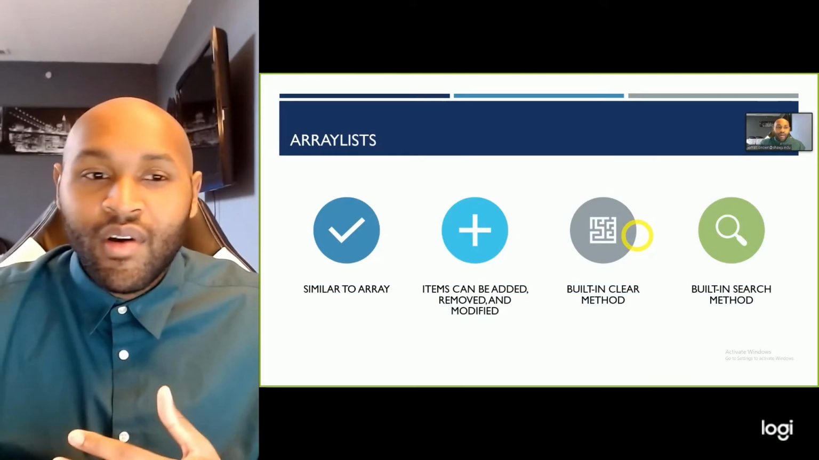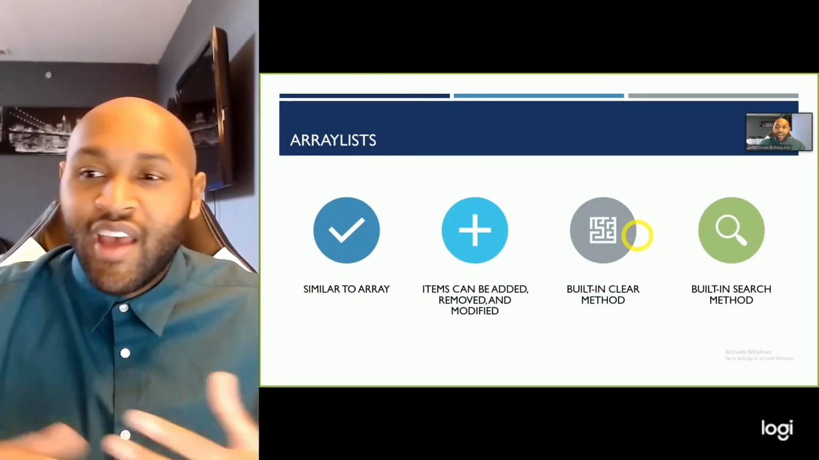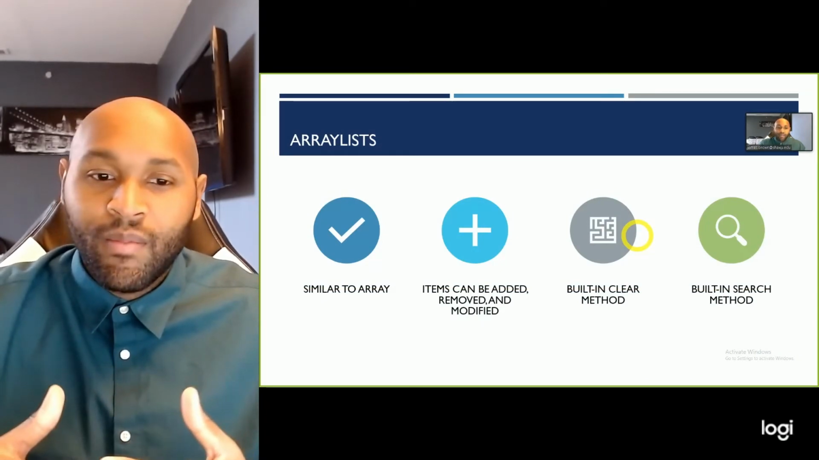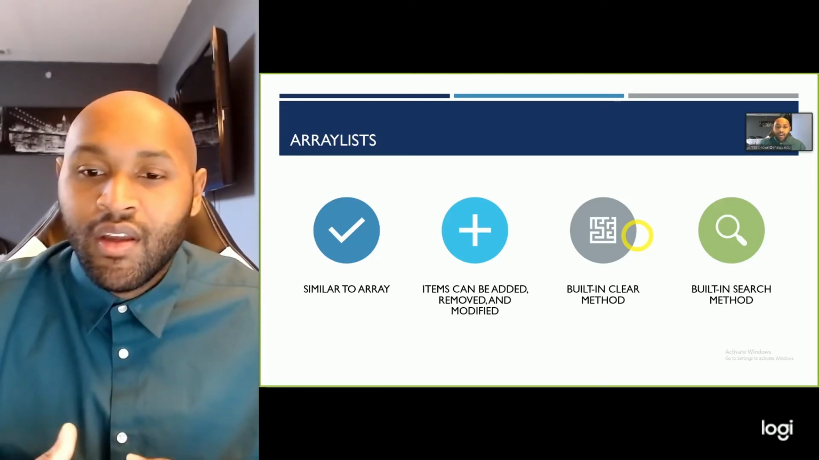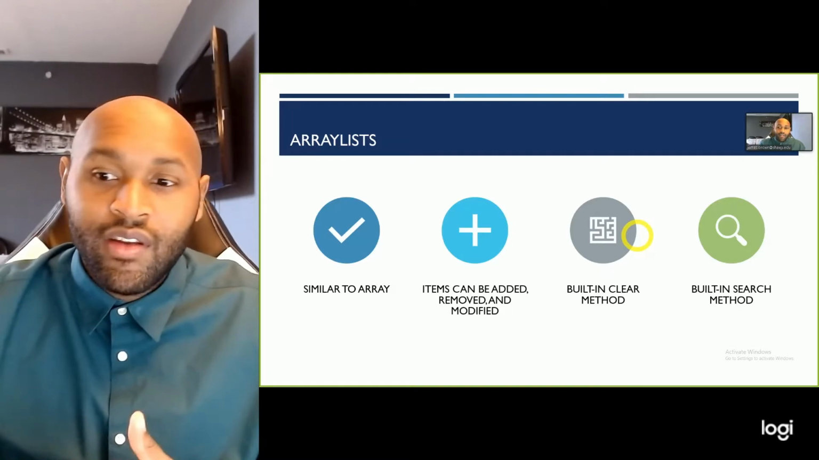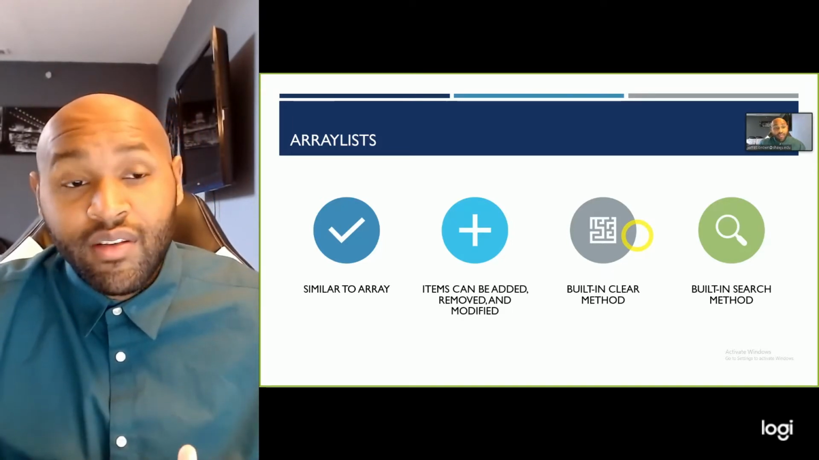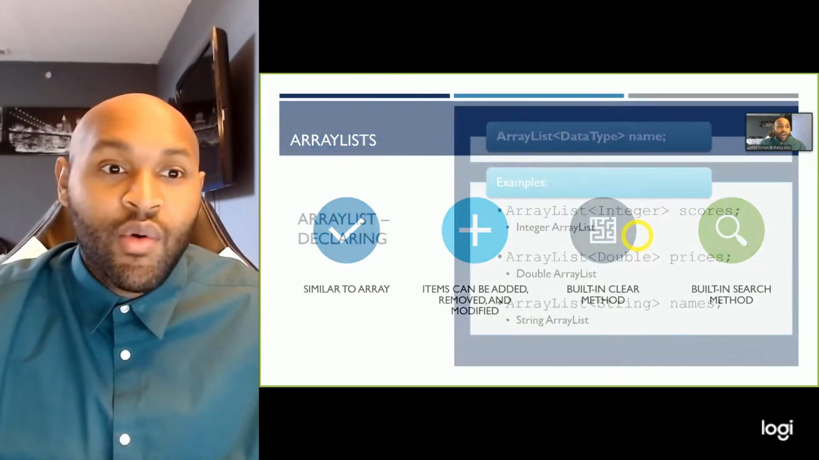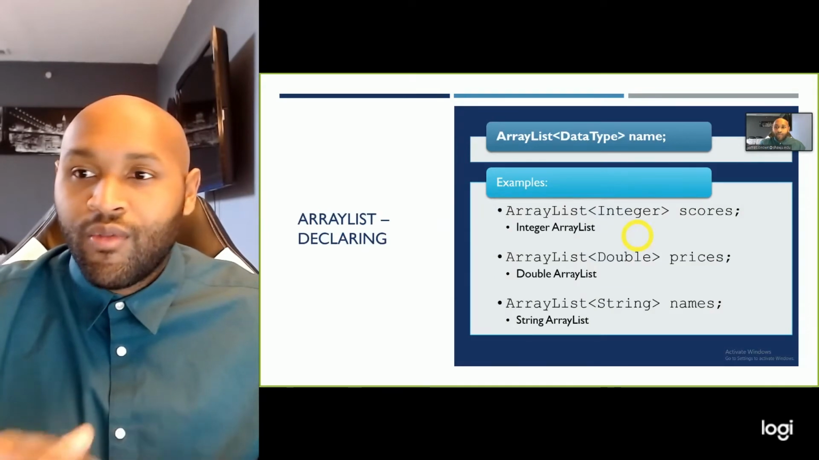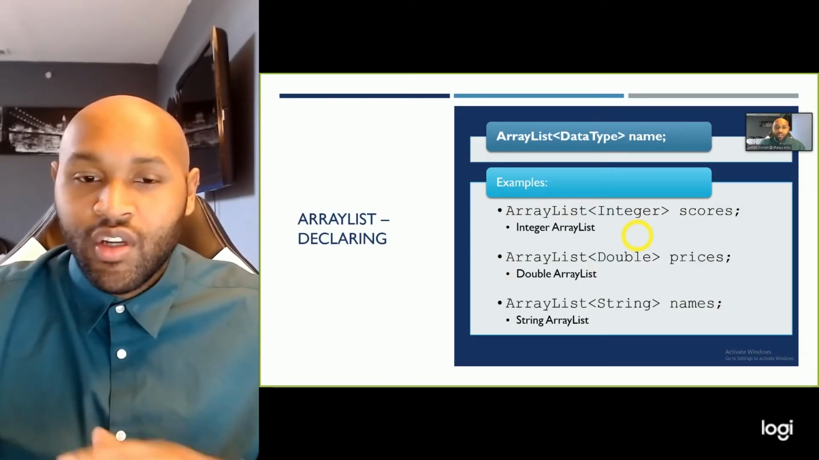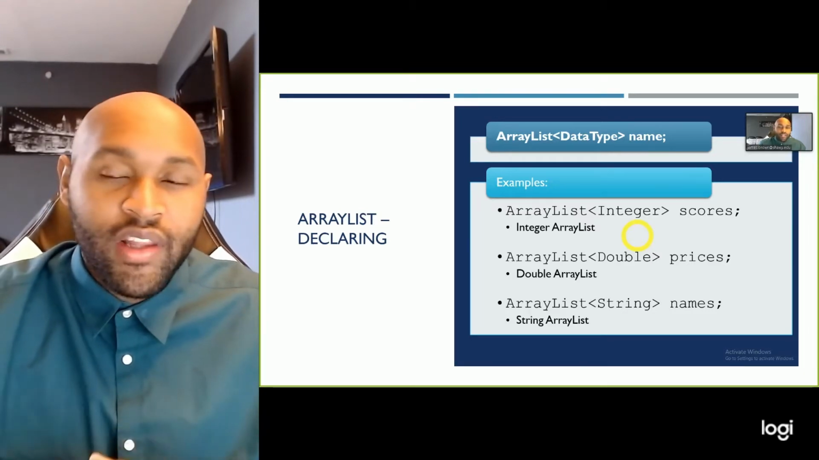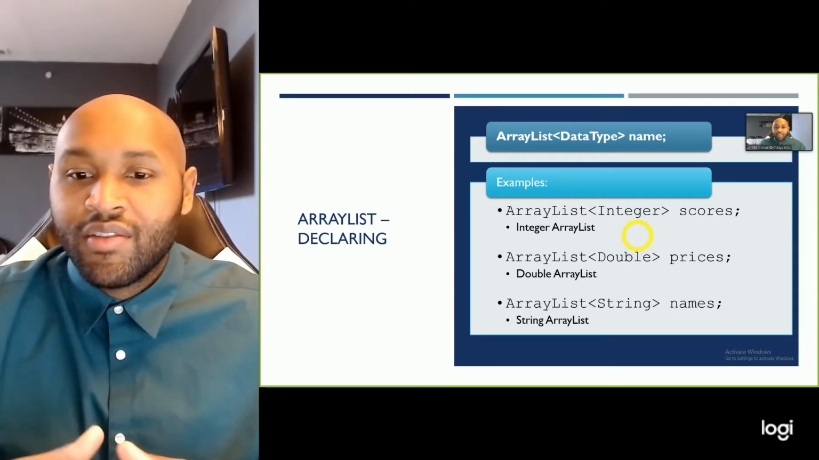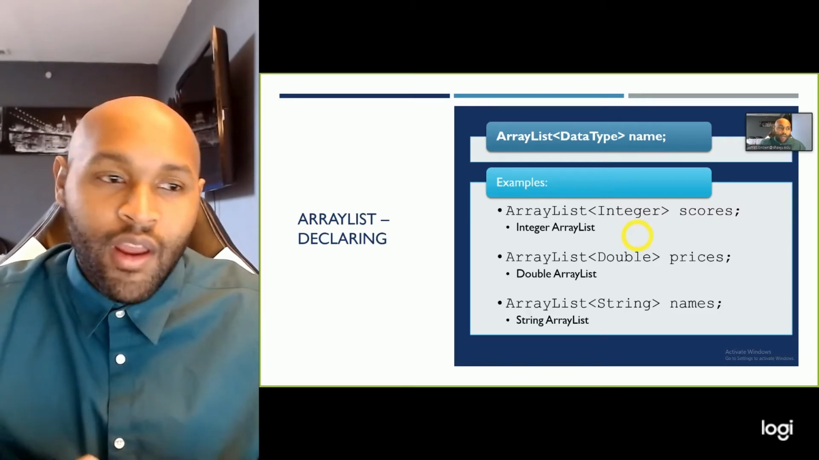Now come array lists. These have all those features added into them. Items can be added, removed, and modified. There's a built-in clear method, and there's a built-in search method. Array lists are not in your book, in the chapters that we're in, so there is no reading quiz associated with this lecture. But I wanted you all to know what an array list is, just in case you needed something a little bit more dynamic than an array.